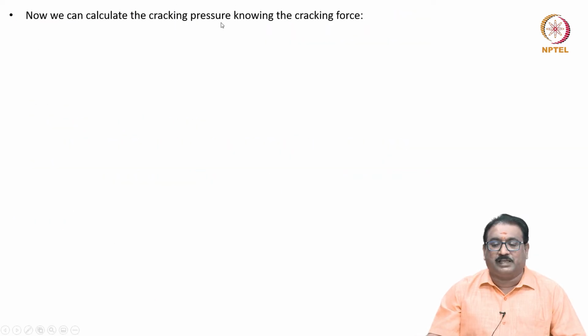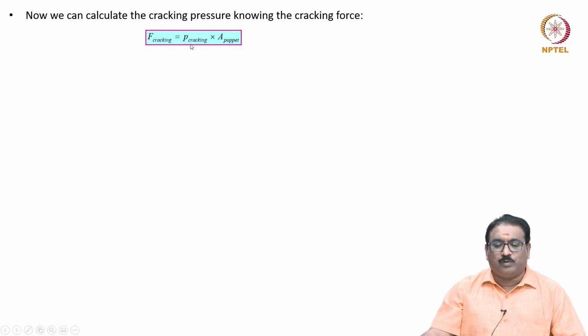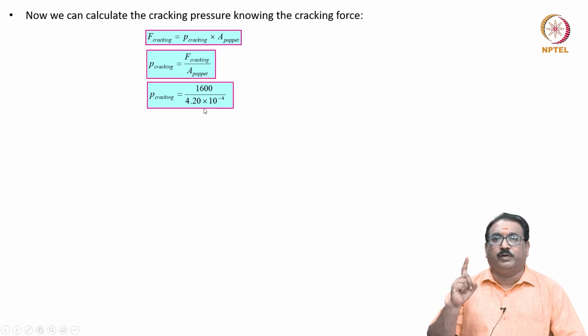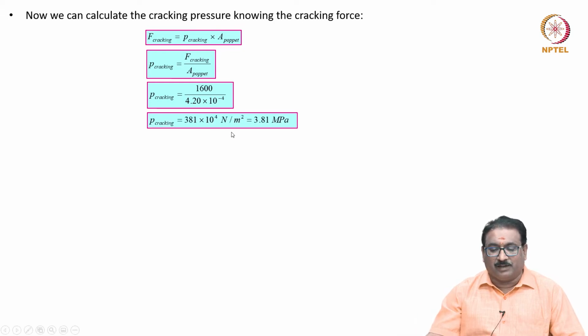Now we can calculate the cracking pressure knowing the cracking force. The F cracking equals P cracking into A poppet, the area of the poppet. So, P cracking equals F cracking divided by A poppet. Now, we will substitute the value 1600. The area of the poppet is given, but please take care friends, all units should be in the same unit. All centimeters I am converting into meters. Now, we will get Newton per meter square, which is nothing but 3.81 megapascal.